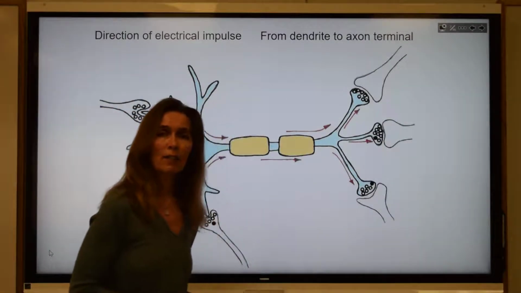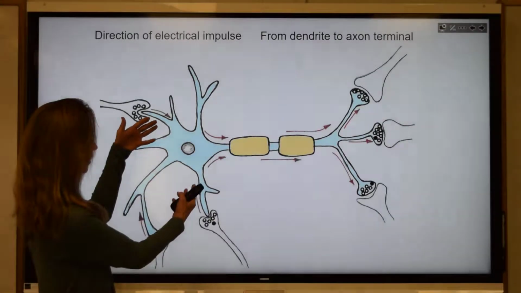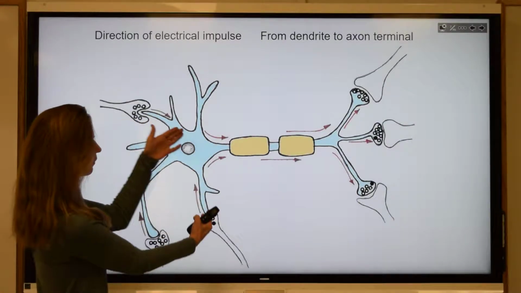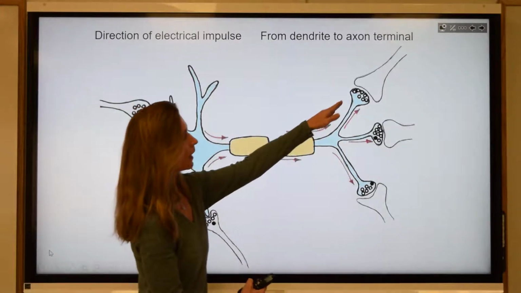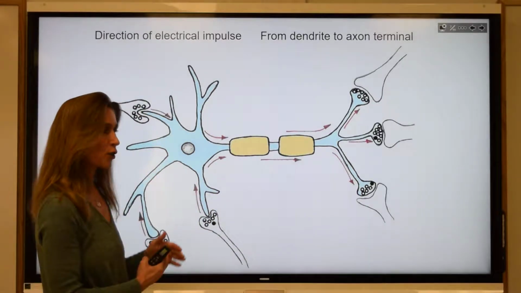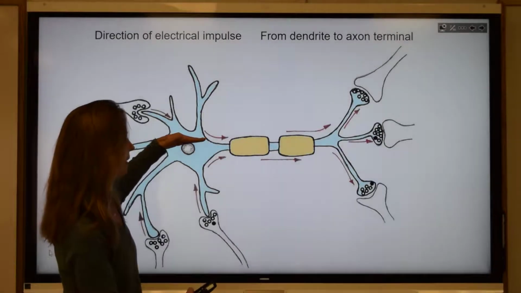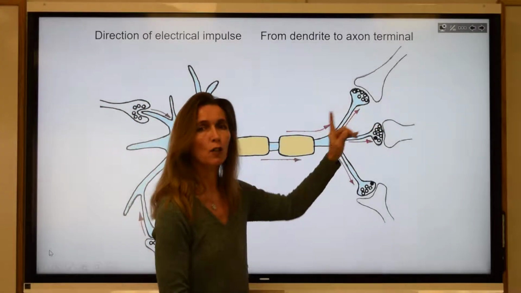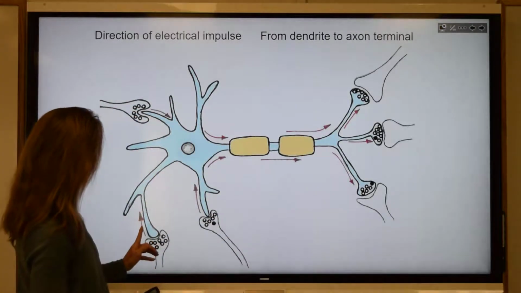With regard to signal transduction in neurons, we said that the dendrites, so these here are the dendrites of this neuron, here's the soma, this is the axon, here glial cells, and these are the axon terminals. And the signal transduction, the way neurons send their signal from one cell to the next cell, is always in one direction. And this is from the soma, as indicated here.